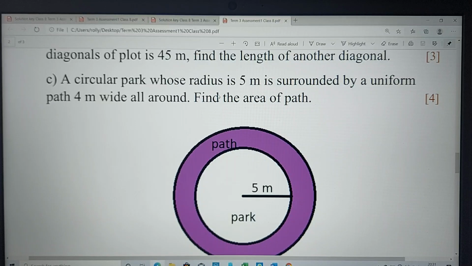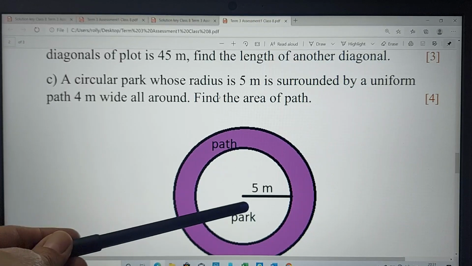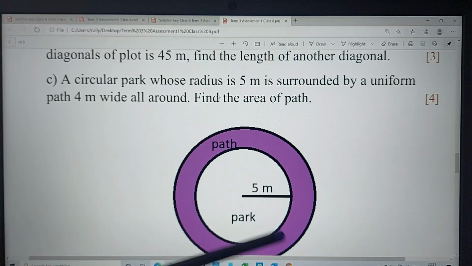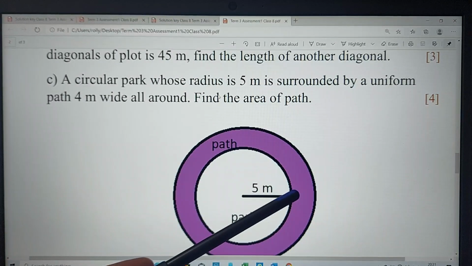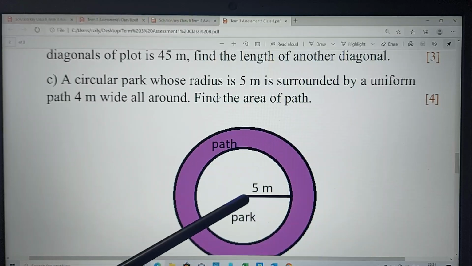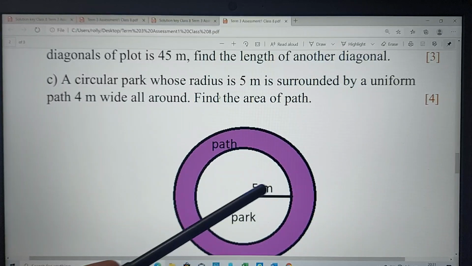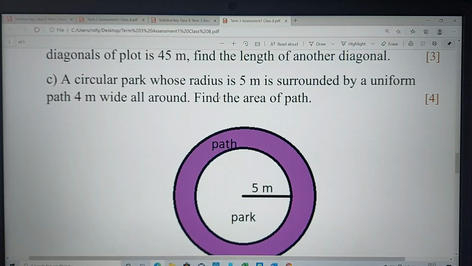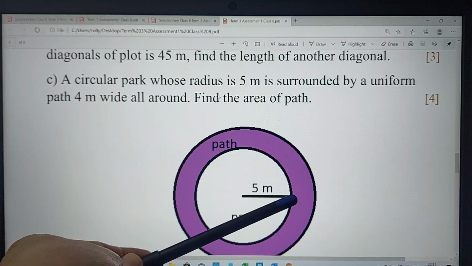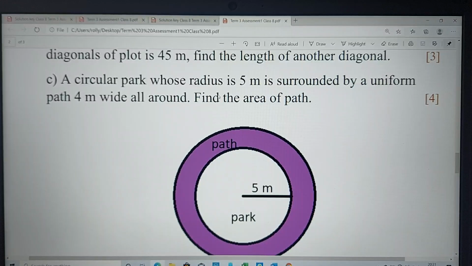So area of ring will be equal to pi capital R square minus small r square. For that we should know the outer radius capital R and the inner radius small r. The inner radius is directly seen, it is 5 meter. But what is the outer radius? They are saying that this walk around it is 4 meter wide. So 5 meter is the inner radius and this width is 4 meter. So 5 plus 4 becomes 9. So capital R, the outer radius, will be 9.